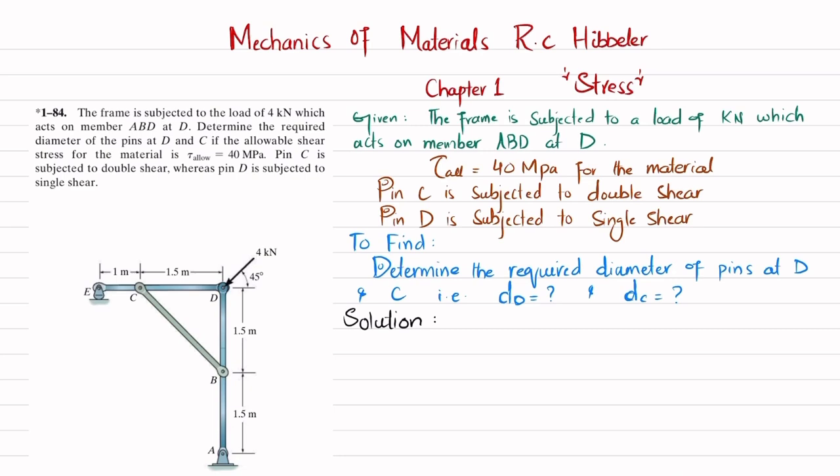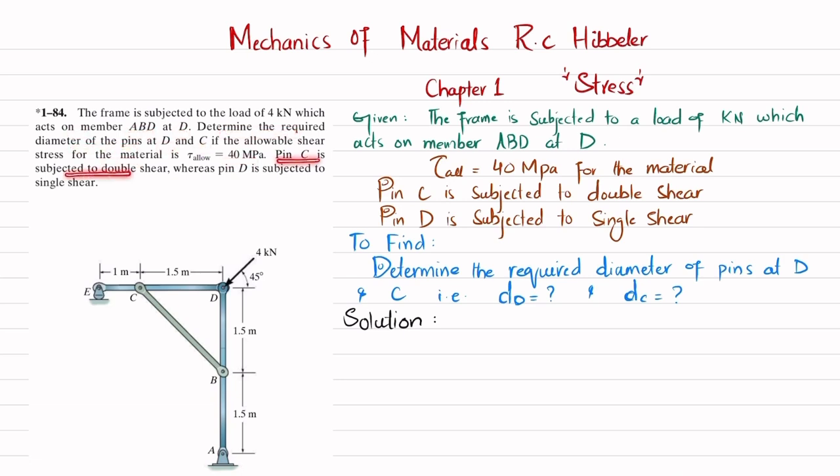Welcome back. Problem 1-84. This problem is taken from chapter number 1, that is stress, and the book name is Mechanics of Materials by R.C. Hibbeler. The statement is: the frame is subjected to a load of 4 kilonewton which acts on member ABD at D. Determine the required diameter of pins at D and C if the allowable shear stress for the material is 40 megapascal.